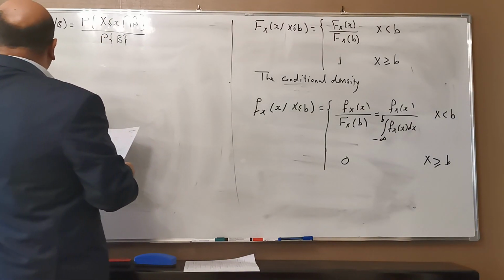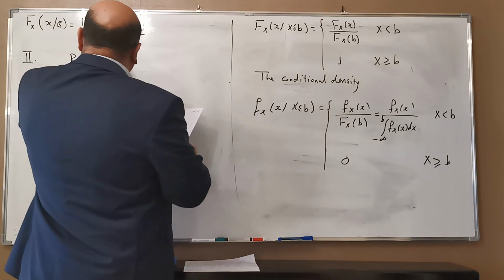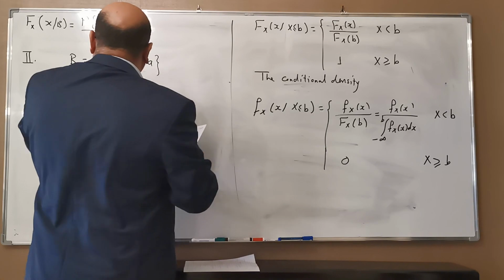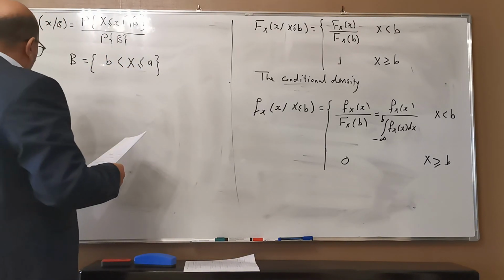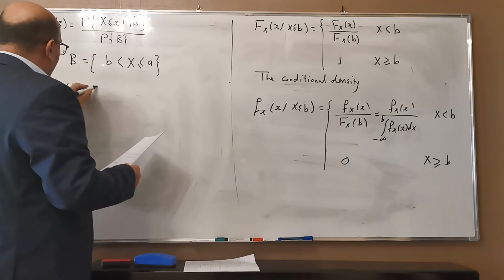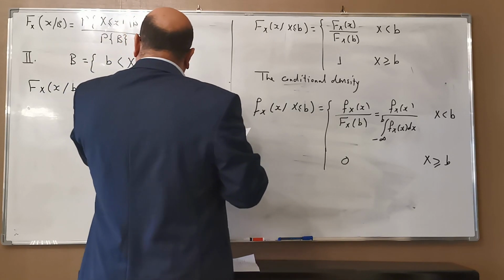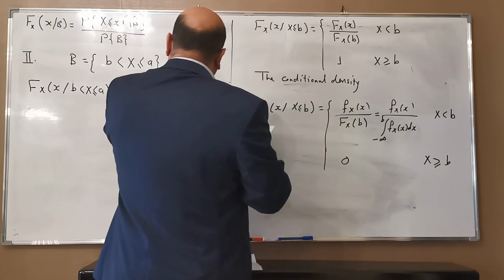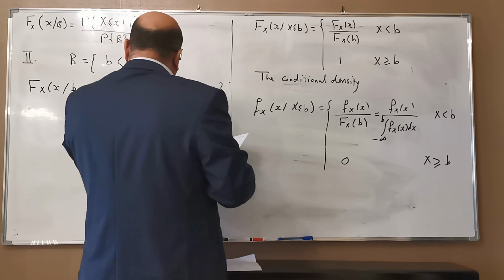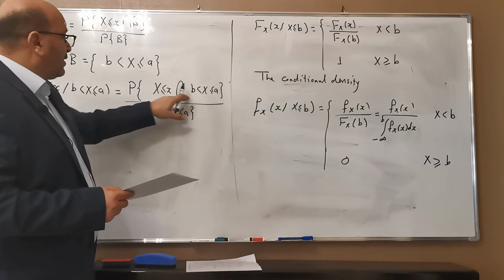So the second way of defining b: b is equal to the event where the random variable x is greater than b, less than or equal a. So it's a limited period. So fx of x, given that x is between b and a, is equal to the probability that x less than or equal x intersection x is between b and a, divided by the probability that x is between b and a. Now we will look at this.